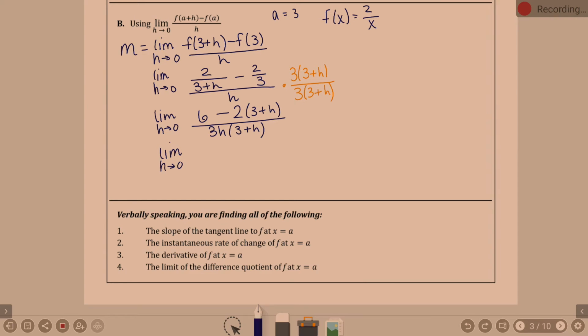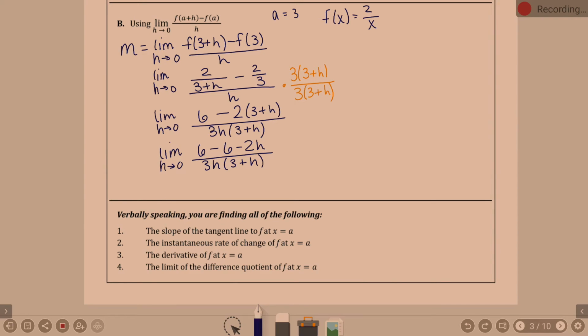Okay, so 6 minus 2 times 3, which is 6, minus 2h, over 3h times 3 plus h. Am I okay here? Yes. You made the careless mistake, but you understand where I'm going with this.